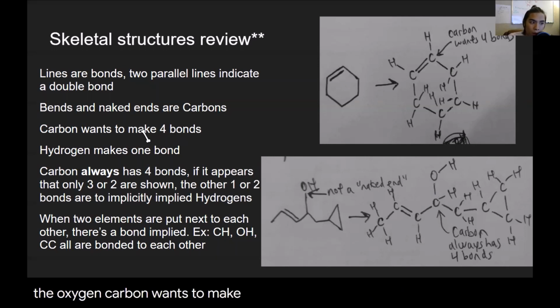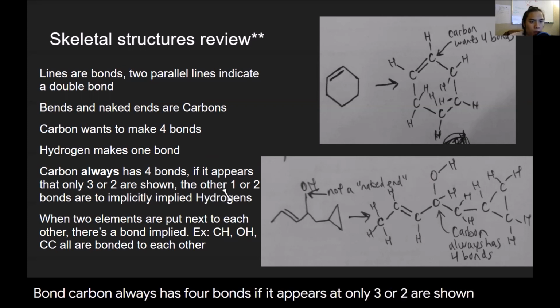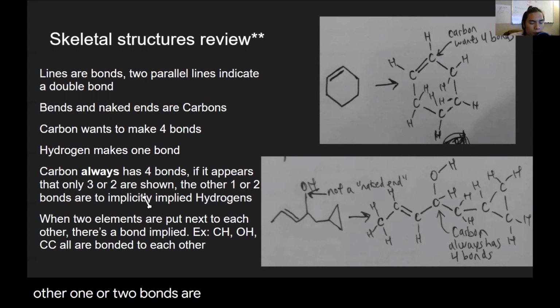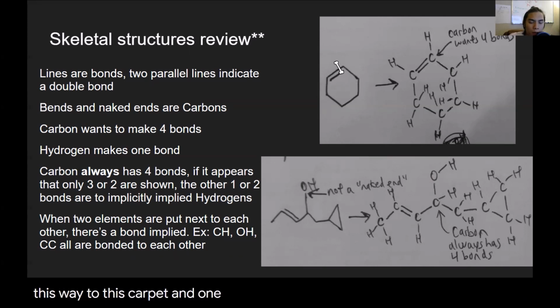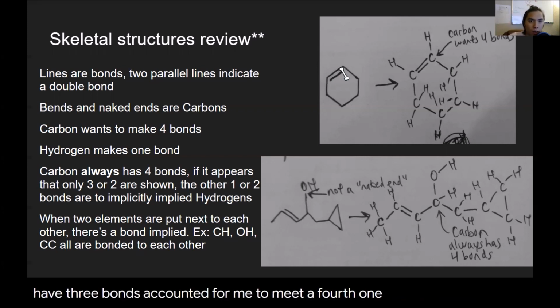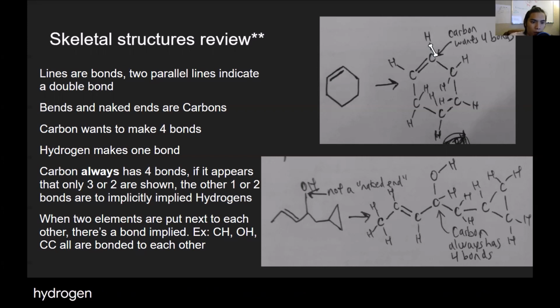Carbon wants to make 4 bonds, and hydrogen wants to make 1 bond. Carbon always has 4 bonds. If it appears that only 3 or 2 are shown, the other 1 or 2 bonds are to implied hydrogens. So over here, we see that this carbon has 2 bonds going this way to this carbon, and 1 bond going this way to another carbon. We only have 3 bonds accounted for. We need a 4th one, and that one is to a hydrogen.